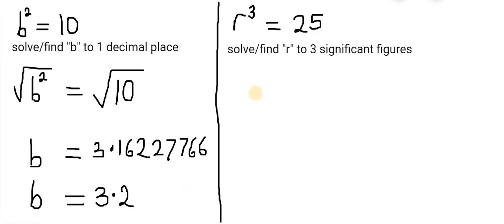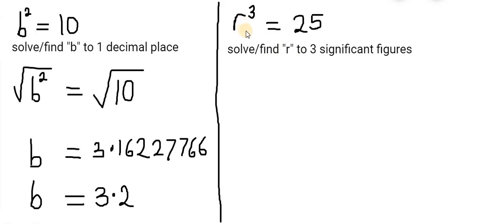Okay? Now, we have a question. R cubed is equal to 25. Solve or find R to 3 significant figures. Okay? First thing we identify, so we want to find R. That means we want to get R on its own.